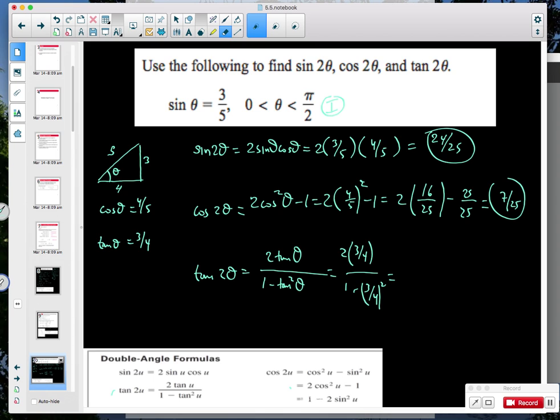So that becomes 6/8 divided by 16 minus 3 is 13 over 16. So that is 6 times 16, 8 times 13. 8 with 16 is 2, 6 just stays, so 12 over 13. And hopefully there is no mistake.